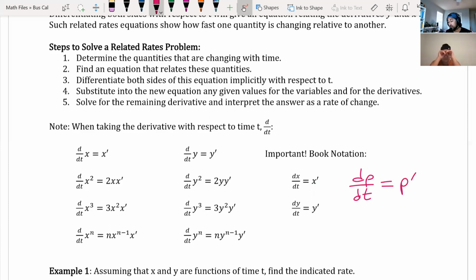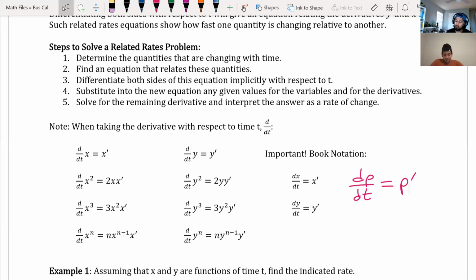Okay, so now when we solve a related rates problem, we determine the quantities that are changing with time. We find an equation that relates these quantities. We differentiate both sides of the equation implicitly with respect to time, substitute any given values into the derivatives, and then solve for the remaining derivative and interpret your answer as a rate of change. So to keep these steps really simple, to solve a related rates problem, just work with the given information and do not plug anything in until the very end. So we don't plug anything in until the very end of the problem.